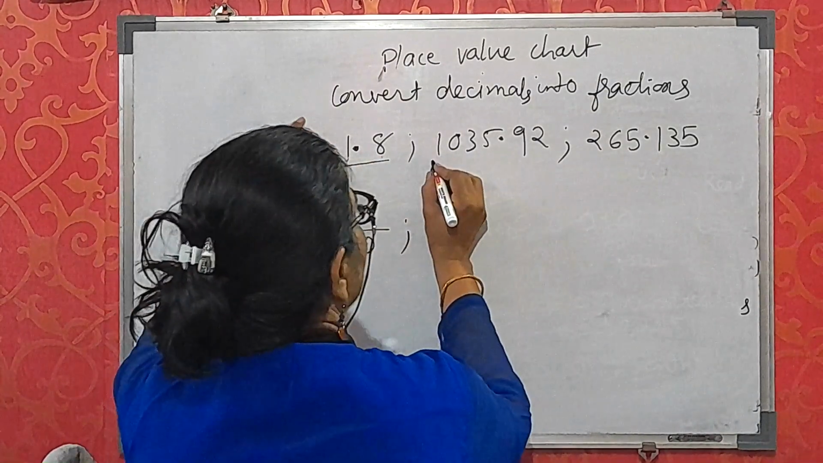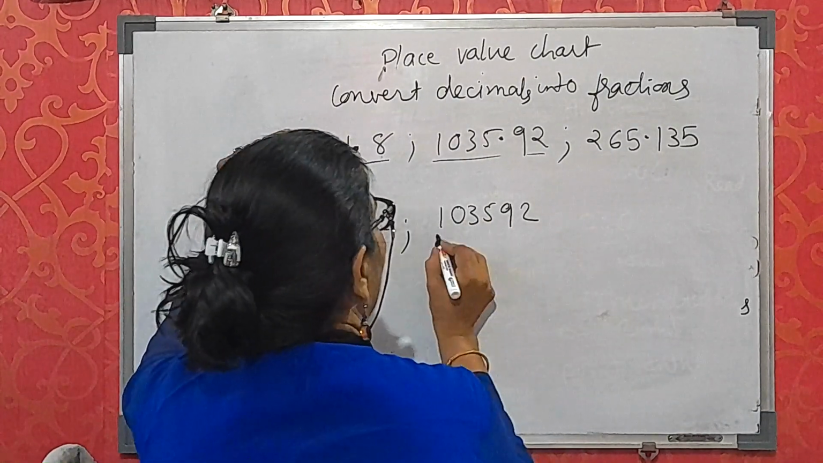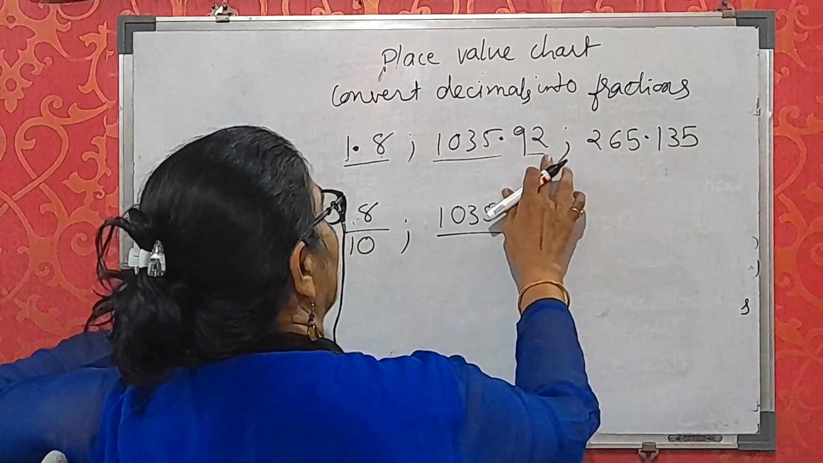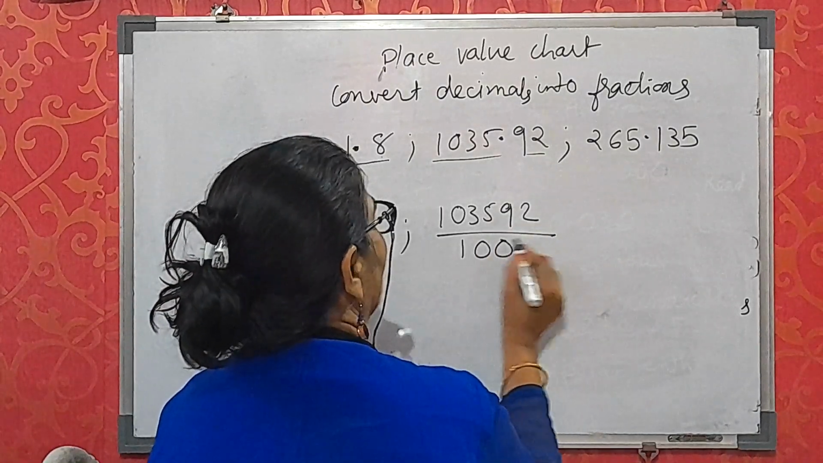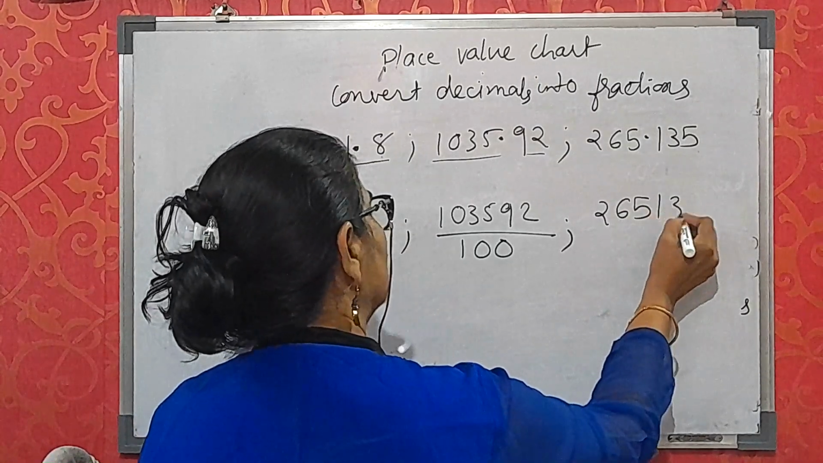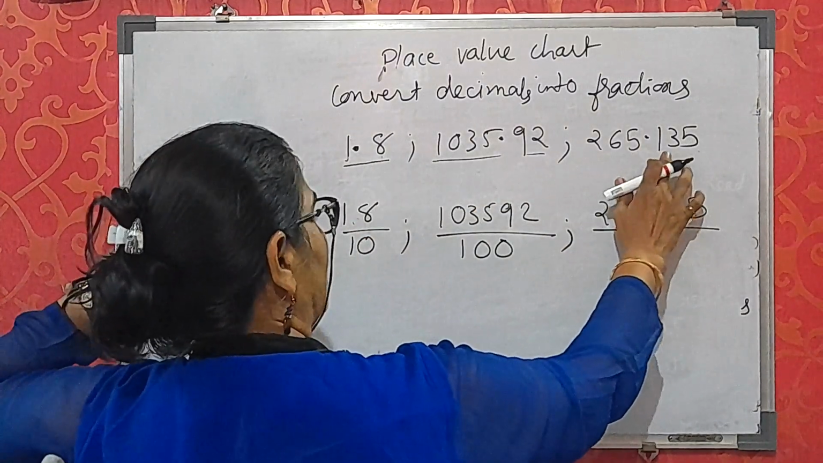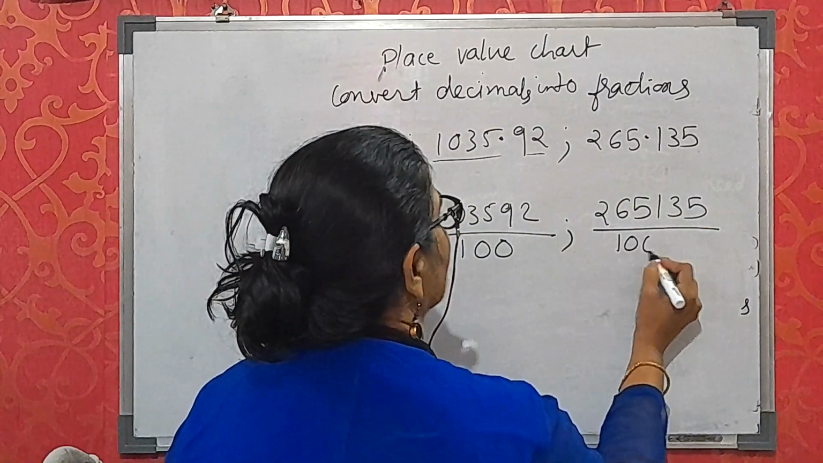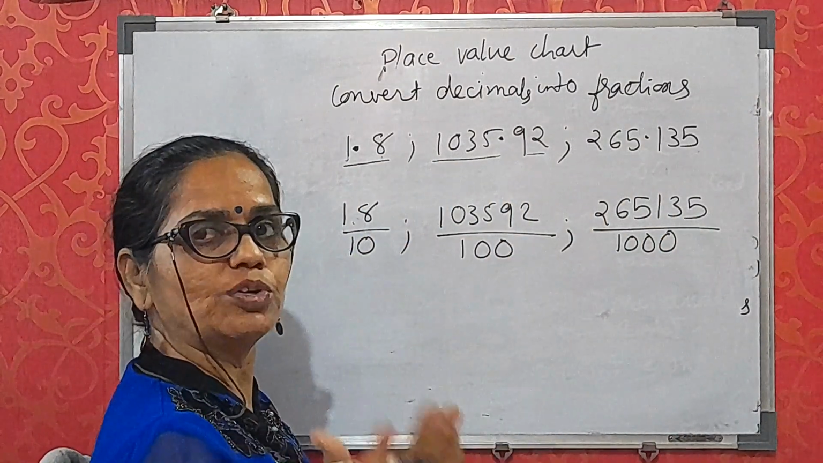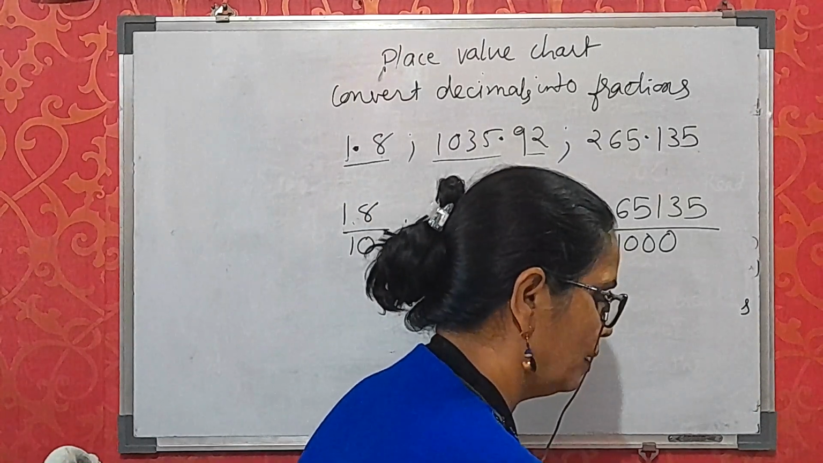In the second number, without decimal point, I will write this number together. After decimal point, how many places are there? Tenths and hundredths. So put 100. Same, without decimal, write the entire number. After decimal point, how many places are there? Tenths, hundredths, thousandths. So it is 1000. Simple way you are converting fraction to decimal and decimal to fraction. Just learn the skill. Your hand will automatically work.